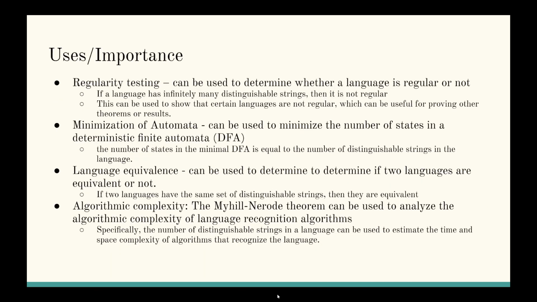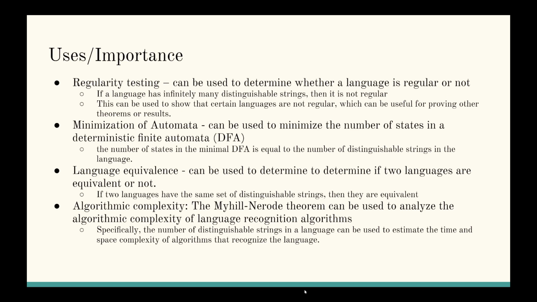Okay, so in this slide, we learn about the uses and importance of the MNT theorem. As we saw, it can be used to check if a language is regular or not. It can also be used to reduce the number of states in a DFA while maintaining the same language recognition capability. This is important because a smaller DFA requires less memory and can be executed more efficiently. The number of states in a minimized DFA is equal to the number of distinguishable strings in the language. This means that if we can identify the distinguishable strings in the language, we can construct a DFA with the minimum possible number of states.